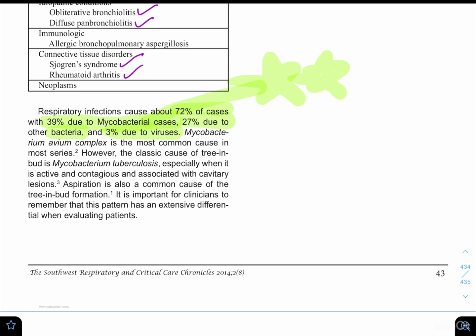Mycobacterium avium complex is the most common cause in most series. However, the classic cause of tree in bud appearance is Mycobacterium tuberculosis. Very important, especially when it is active and contagious and associated with cavitary lesions. Aspiration is also a common cause of tree in bud appearance. It is important for clinicians to remember that this pattern has an extensive differential diagnosis when evaluating a patient. So that's it all about tree in bud appearance.